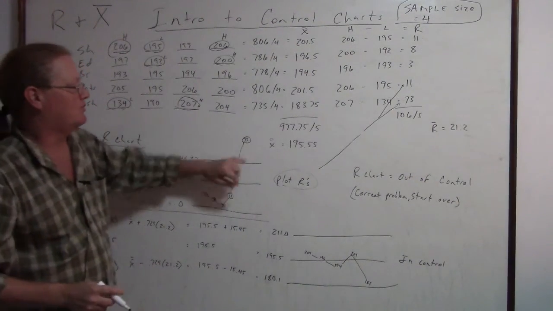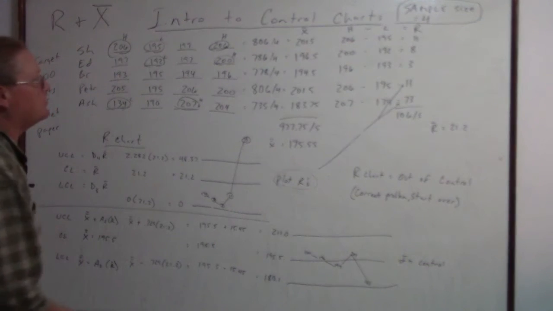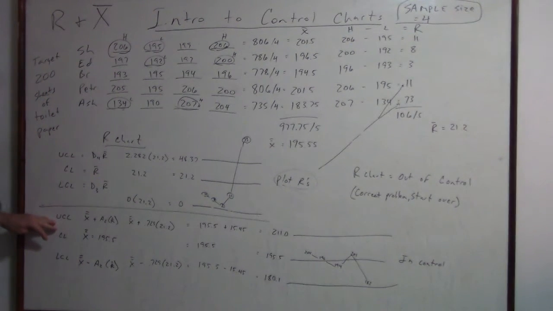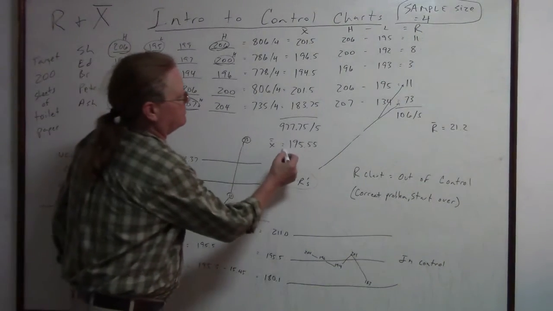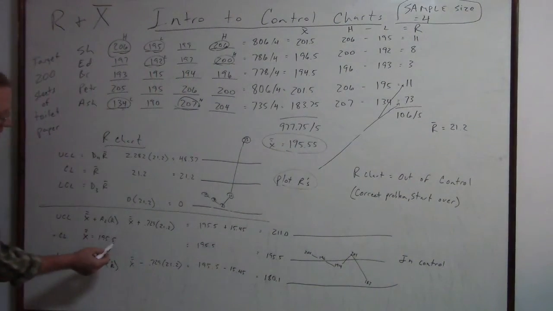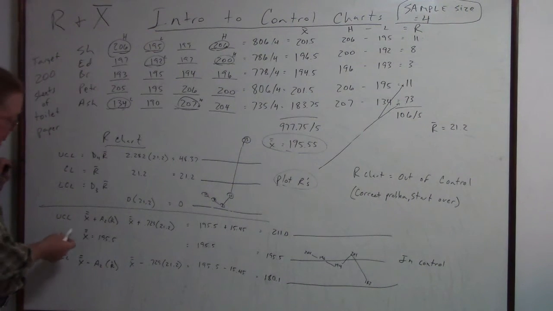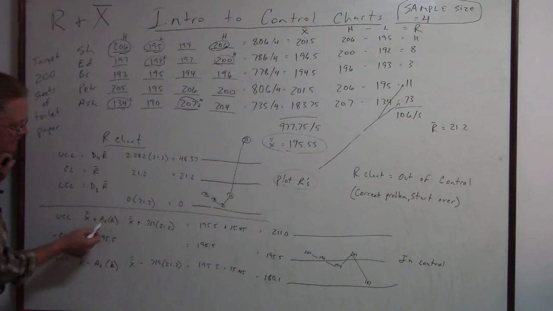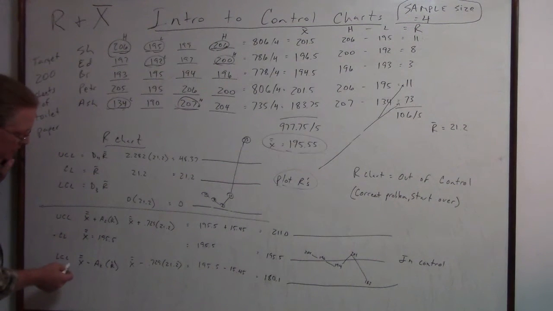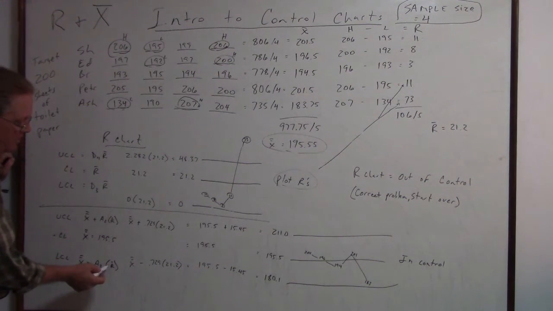Okay, let's just pretend like the 73 isn't there. Now we'll go build an X bar chart. We need to find our center line, which is X bar, which we already have right there, which is 195.5. Now we need to find the upper control limit and the lower control limit. Here is the formula: X bar plus A2 times R bar. Now, the lower control limit is pretty much the same, except it has a minus sign. It's X bar minus A2 R bar.